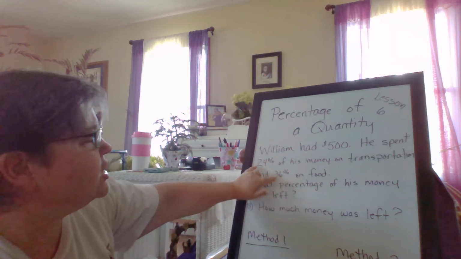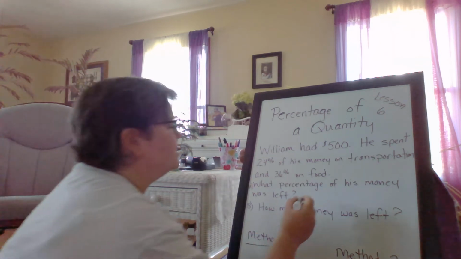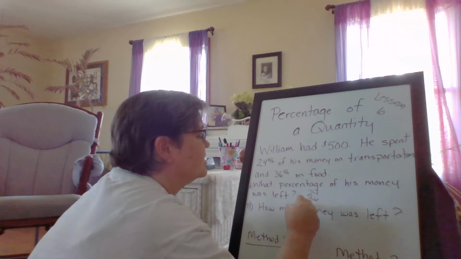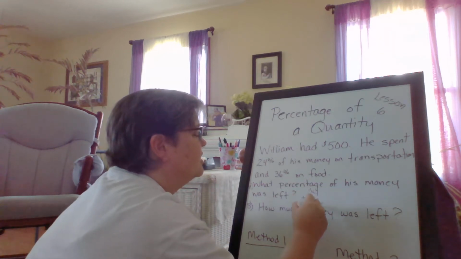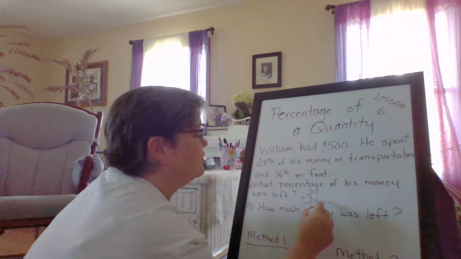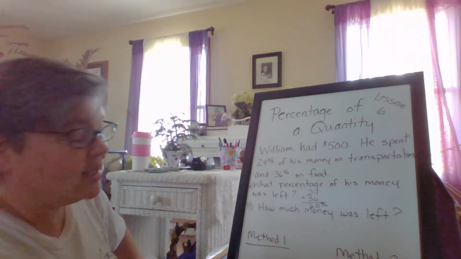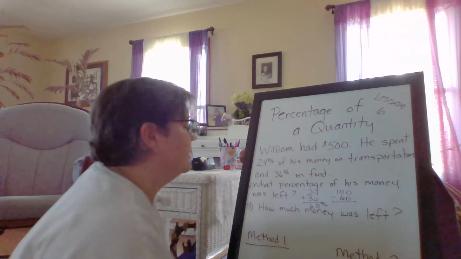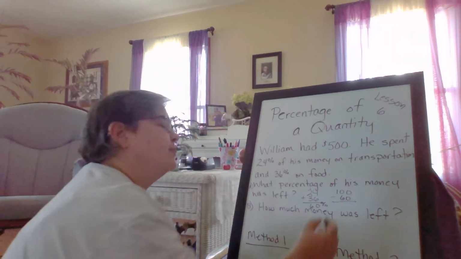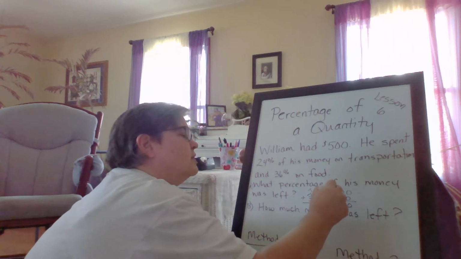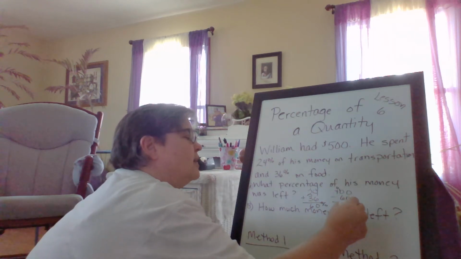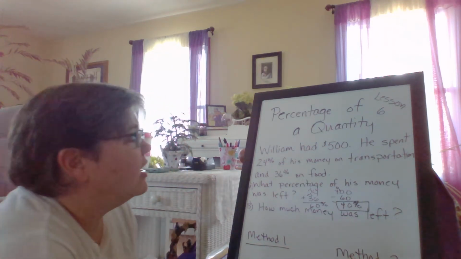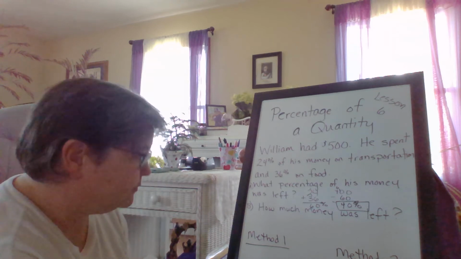So what percent of his money was left? First, let's find out how much he spent. So we'd say 24 plus 36, we get 60. So if he spent 60%, what percent of his money was left? We would just subtract there. So 40% of his money is left.